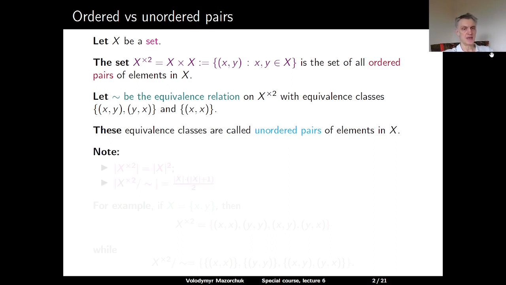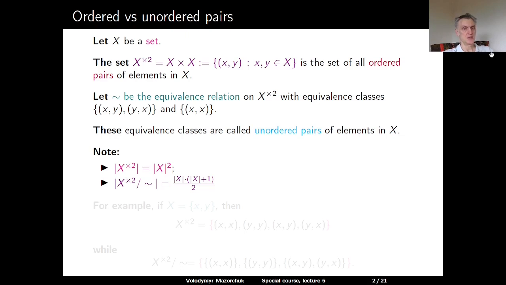Let us note that the cardinality of the Cartesian square of X is equal to the square of the cardinality of X, and the cardinality of the set of unordered pairs, that is the quotient set of X times X modulo our equivalence relation tilde, is equal to the cardinality of X times the cardinality of X plus 1, divided by 2.